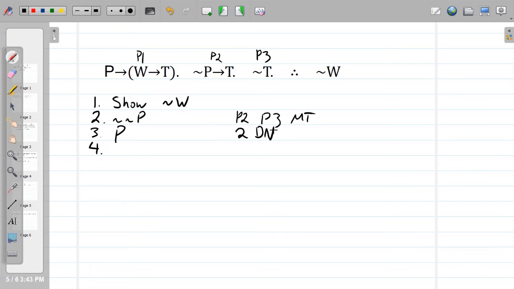Line 4. Now that I've got P, I've used premise 2 and premise 3. I could use them again, there's no problem there, but strategy-wise, you usually want to see if you haven't used anything yet. So I've got P, and I've got if P, then this thing. Great, I'm going to say line 3 and premise 1, modus ponens. And that'll give me if W, then T.